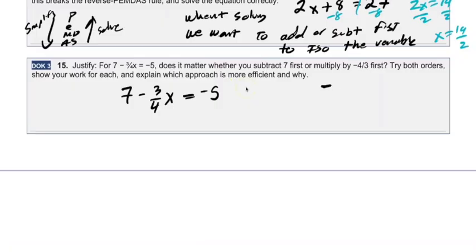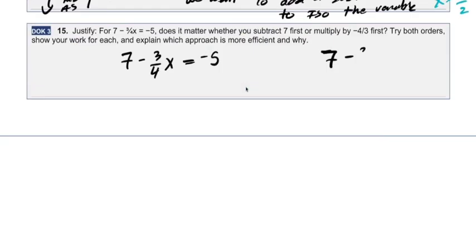Okay, let's do this. So they want me to do both of them. Okay, I guess let's do the first one. Subtract 7 first. So that's minus 7 from both sides. These will cancel. I get negative 3/4 x equals negative 12. And then I'll have to get rid of this. Let's do the pro way.